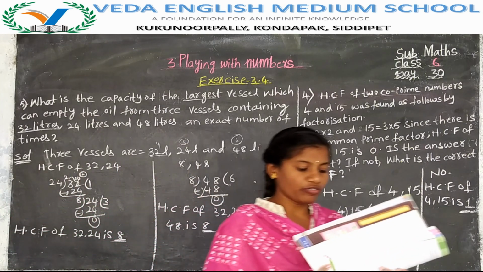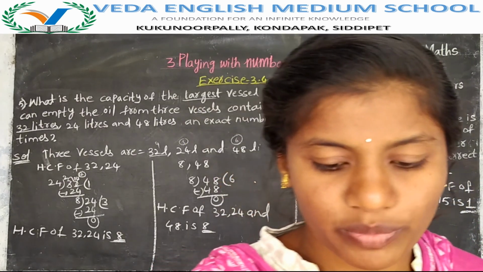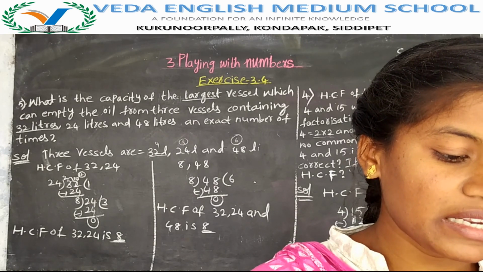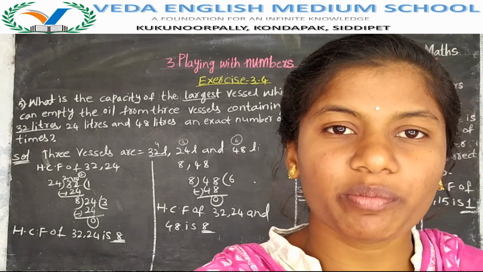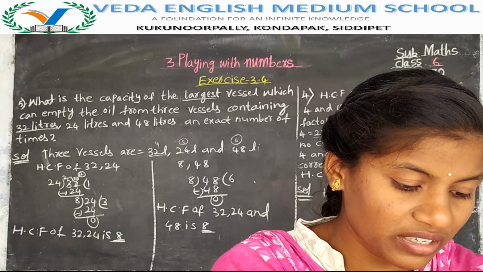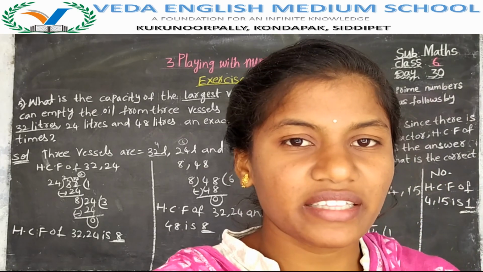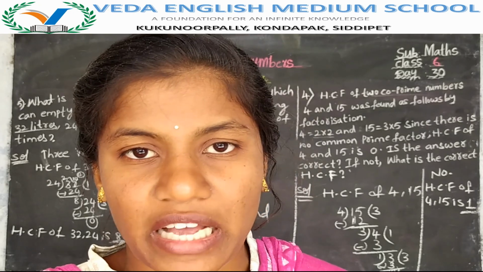In exercise 3.4, problems 2, 3, 4, 5 are your homework. Complete your homework and send it to me. In the next class we will learn about common multiples and least common multiple. In this also we have 2 methods: least common multiple by prime factorization method and by division method. Complete your homework up to here. If you have any doubts, ask me and I will explain again.